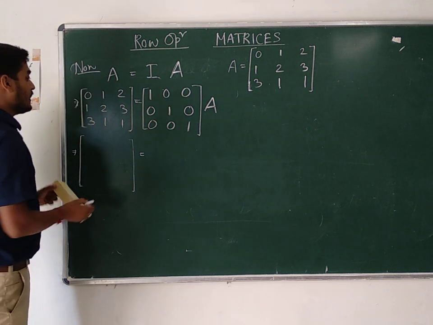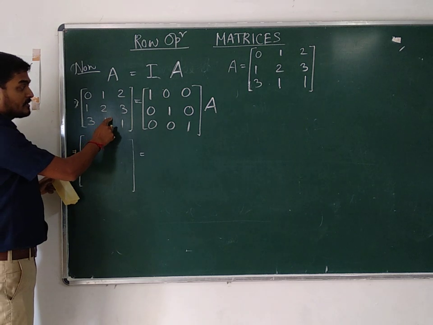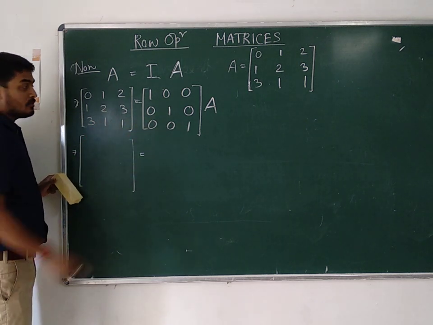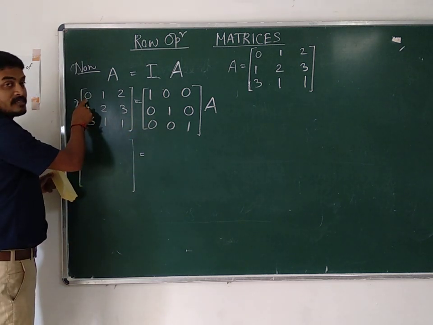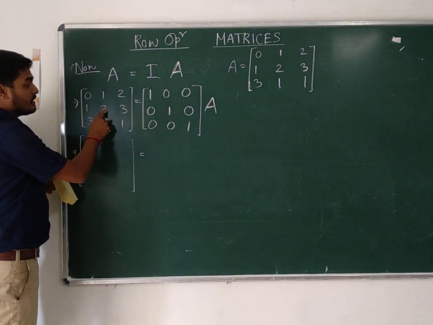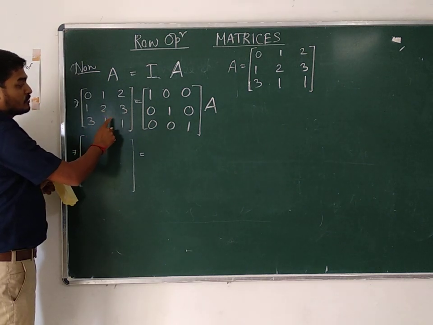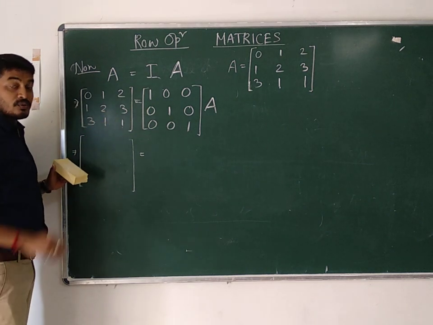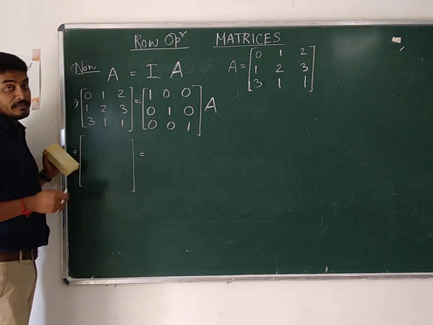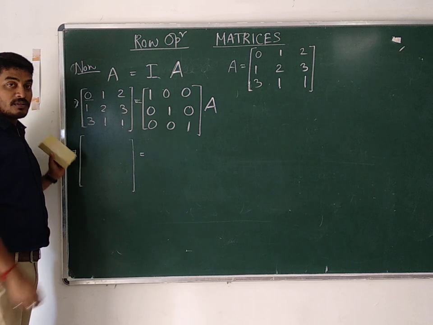Here, what is our aim? Our aim is to convert the matrix to its corresponding identity matrix. That means this element must be exactly equal to 1, and the other elements must be equal to 0. Here, this element is equal to 1, and the other corresponding elements must be equal to 0. So, step by step, we change the elements. First of all, we try to make this element 1.